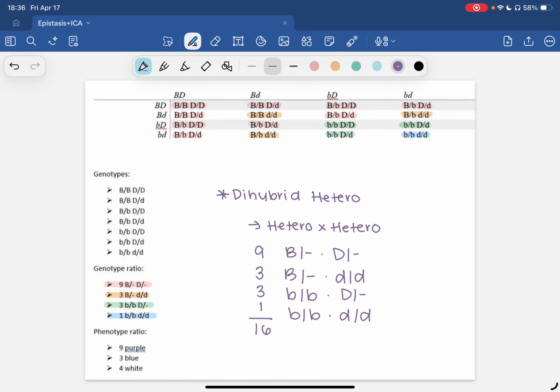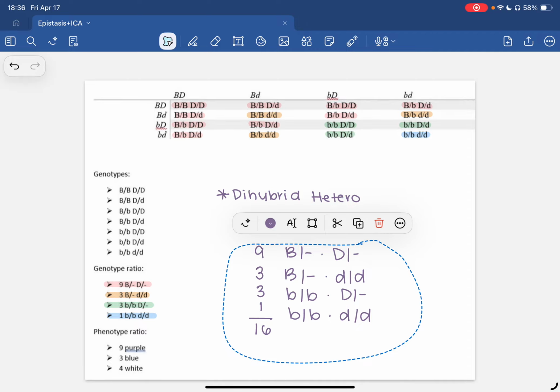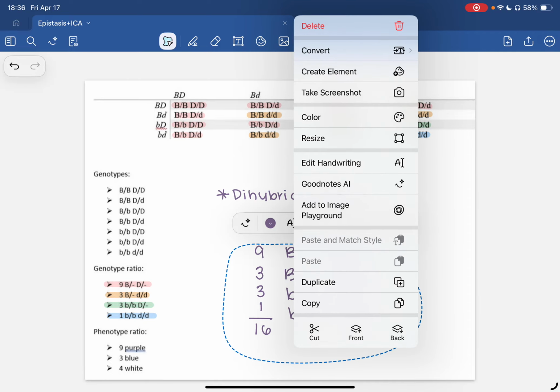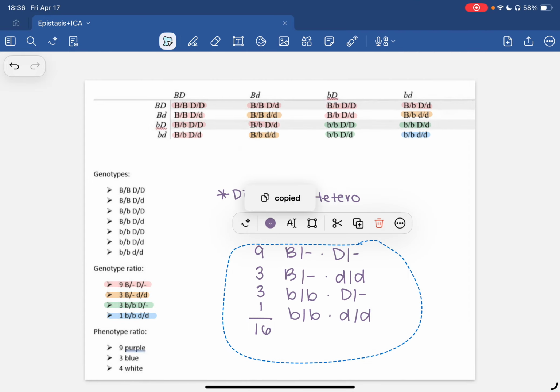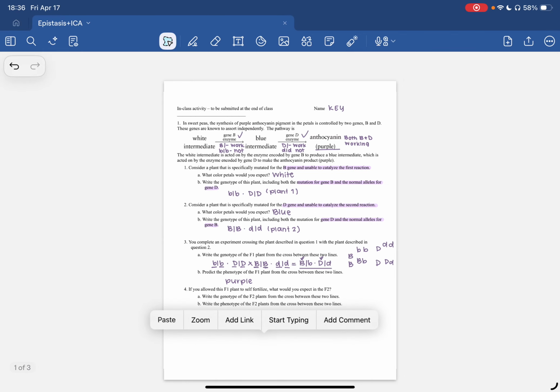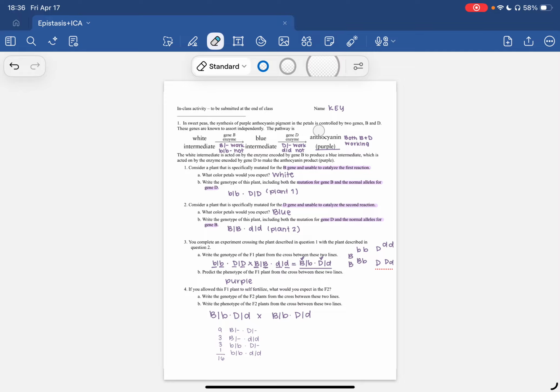So kind of going back to my pathway up here, let me show you back here. If we're looking at the pathway and understanding how this all works, you have some that are good to go all the way through, 9 of them. You have 3 of them that have a good B enzyme, so they can get to this blue color. However, they have a non-working D enzyme. So again, jumping back a space.